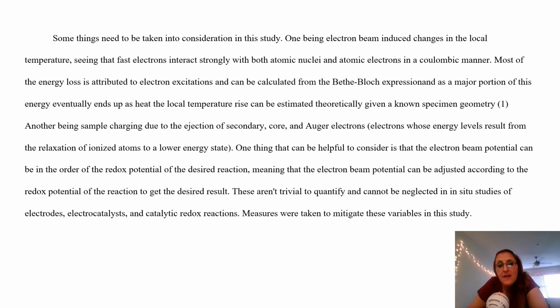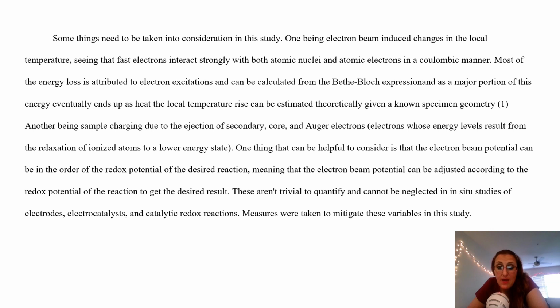Some things need to be taken into consideration in this study, one being electron beam-induced changes in the local temperature, seeing that fast electrons interact strongly with both atomic nuclei and atomic electrons in a Coulombic manner. Most of the energy loss is attributed to electron excitation and can be calculated from the Bethe-Bloch expression, and as a major portion of this energy eventually ends up as heat, the local temperature rise can be estimated theoretically given a known specimen geometry. Another being sample charging due to the ejection of secondary, core, and Auger electrons, electrons whose energy levels result from the relaxation of ionized atoms to a lower energy state.